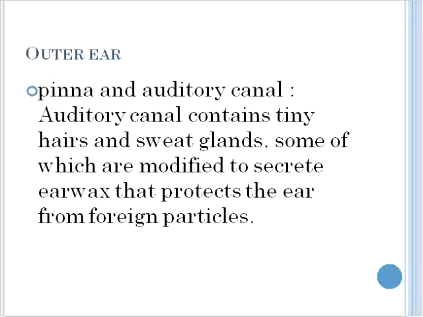If we look at the outer ear first, which comprises, of course, the pinna and auditory canal. The auditory canal, which leads from the pinna into the middle ear, contains tiny hairs and sweat glands, some of which are modified to secrete earwax to protect the ear from foreign particles.